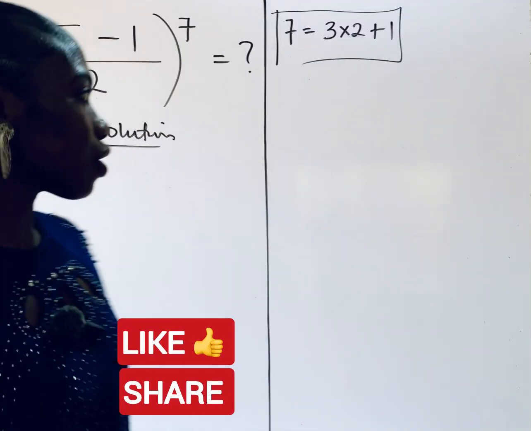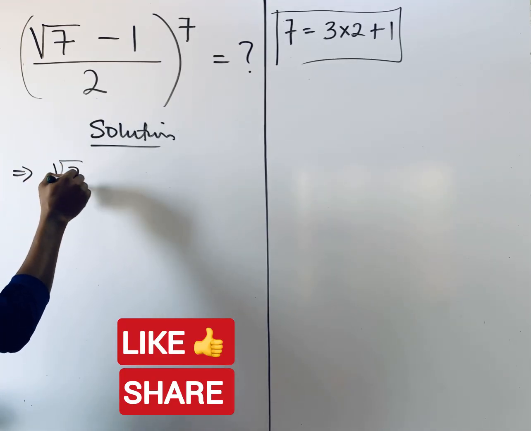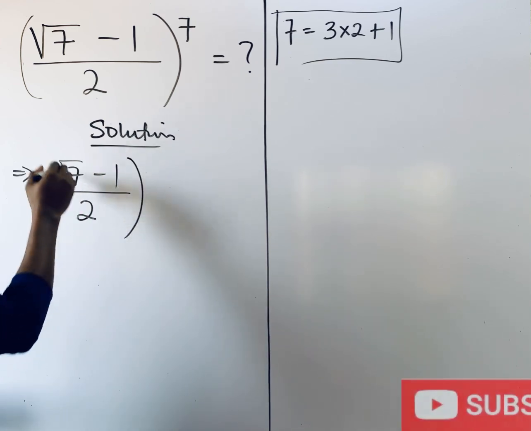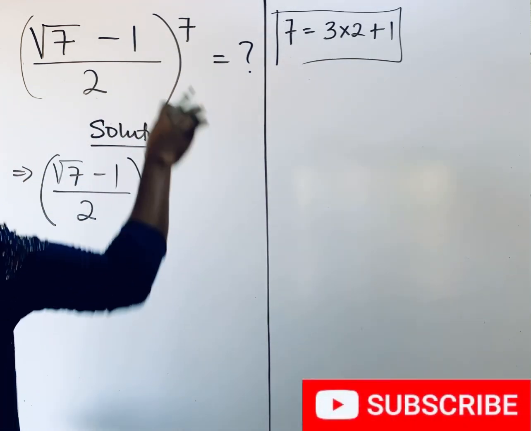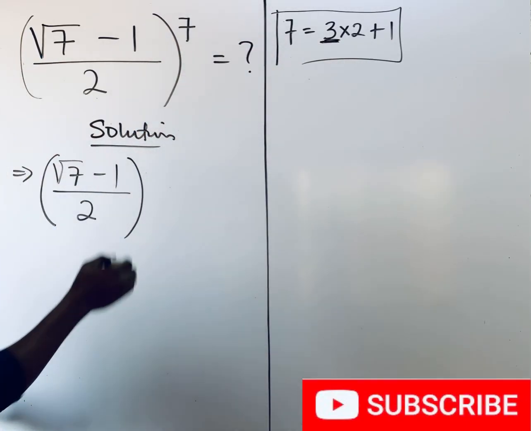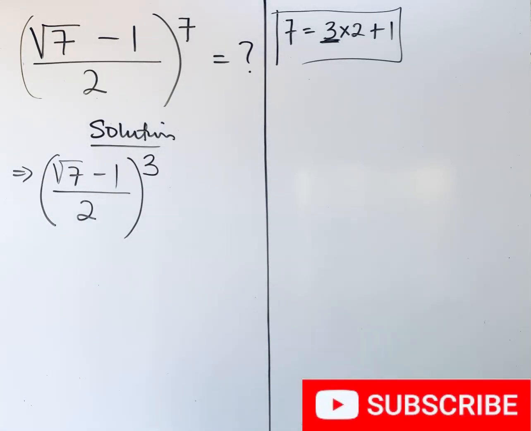Okay. Now let's do this. Now for this, we are going to have (root 7 minus 1) divided by 2, raised to the power of... We are going to take this bit by bit. So we are going to take the first number, which is 3. That means we are going to raise this to the power of 3. Now, what do we do?